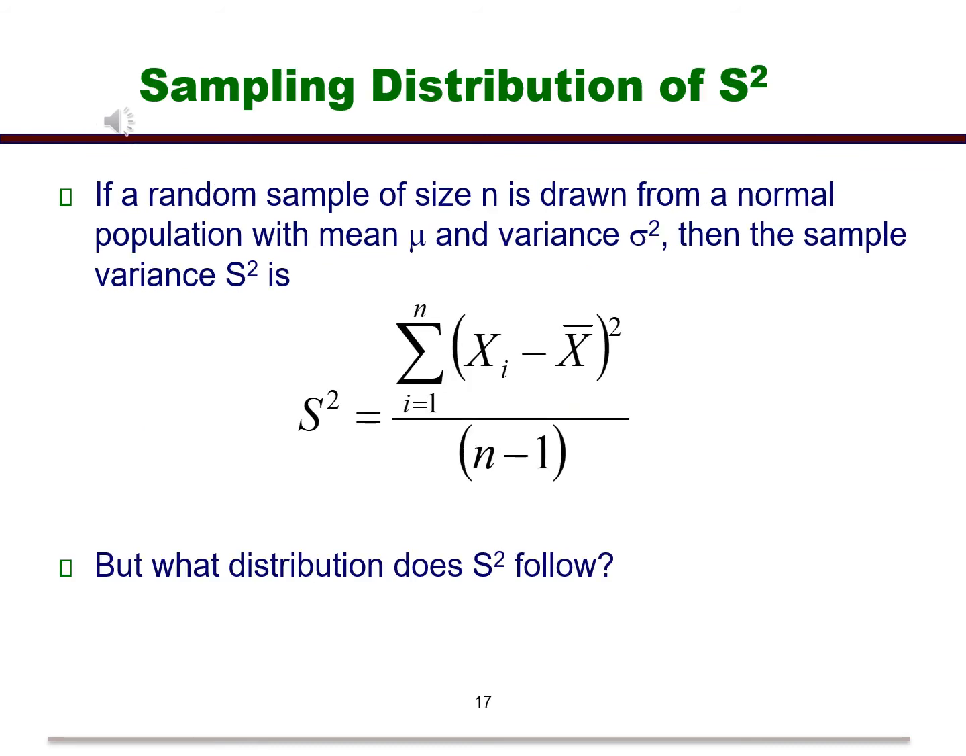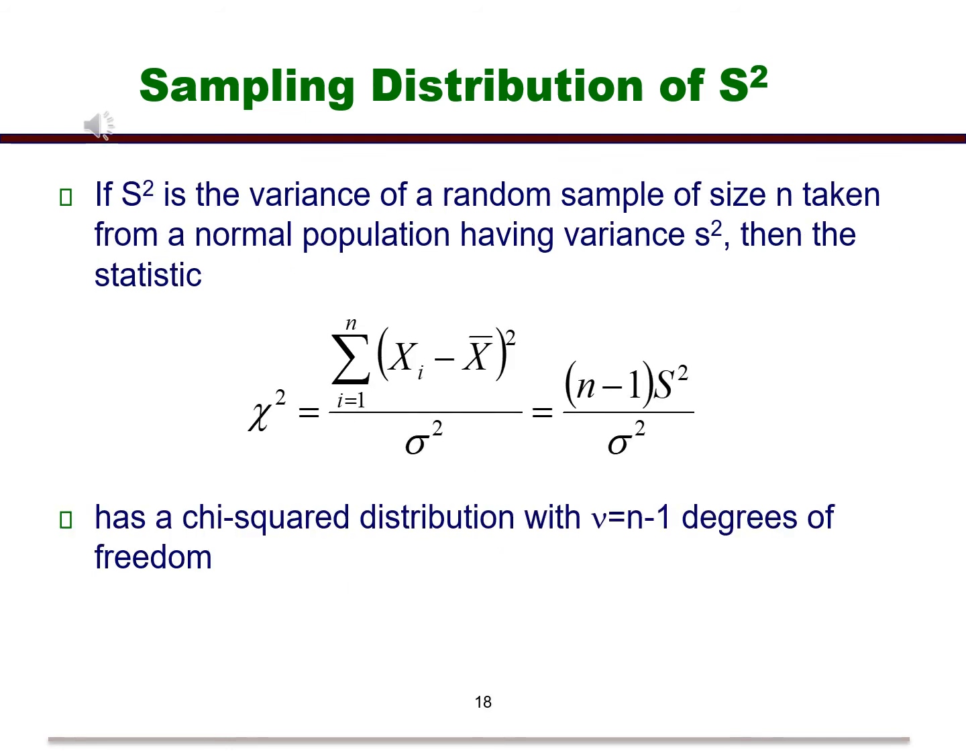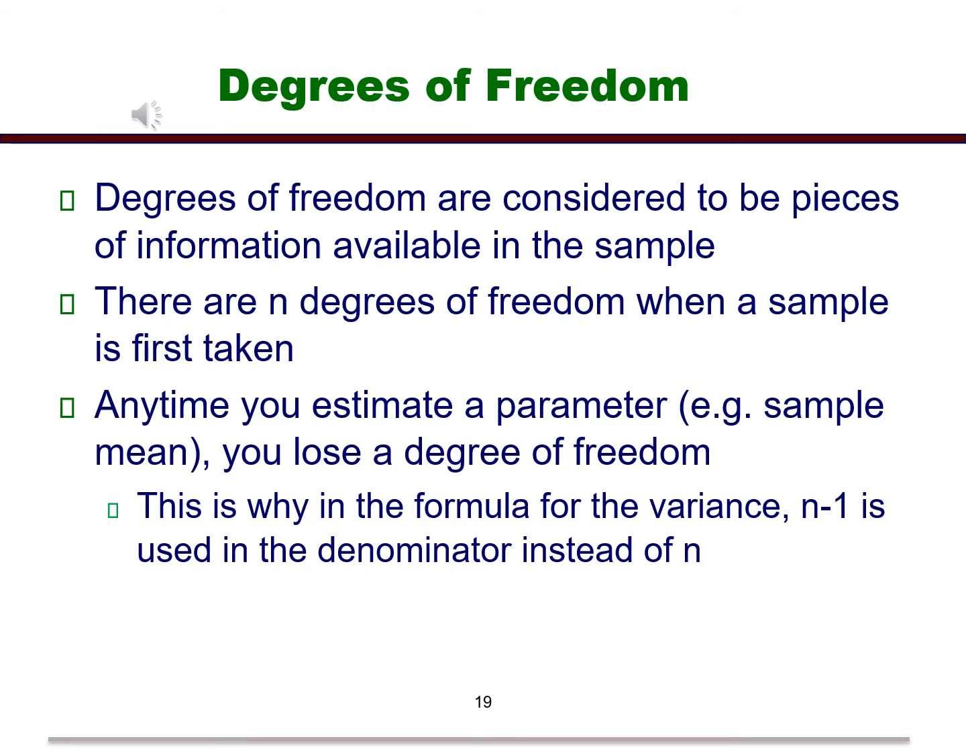Now let's move on to the sampling distributions of other statistics. Here we will talk about the sampling distribution of the sample variance when the underlying data comes from a normal distribution. In this situation, the function of the sample variance seen in the slide comes from a chi-square distribution with the degrees of freedom being n-1. Let's talk more about degrees of freedom. We consider degrees of freedom to be pieces of information available in the sample. One starts out with n degrees of freedom in the sample. Each time you use a parameter estimate in the calculation of a statistic, you lose a piece of information. This is why we have n-1 in the denominator of the sample variance calculation.